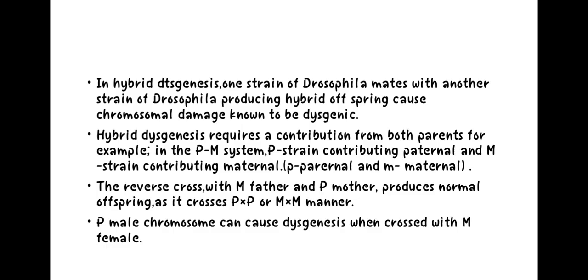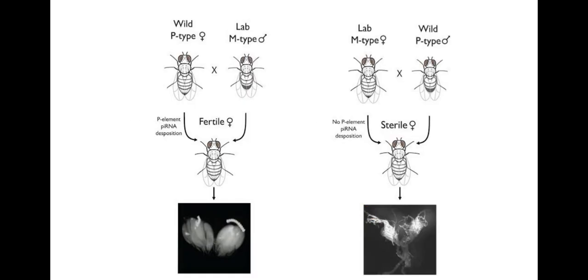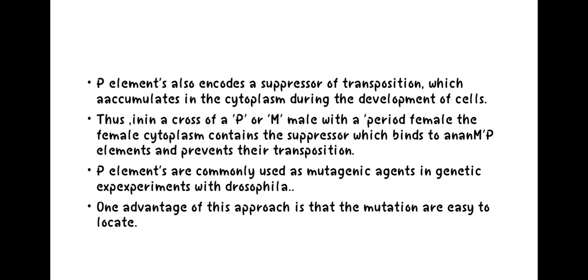P male chromosome can cause dysgenesis when crossed with an M female. P element also encodes the suppressor of transposition, which accumulates in the cytoplasm during the development of cells. Thus, in a cross of a P or M male with a P female, the female cytoplasm contains suppressor which binds to elements and prevents their transposition.